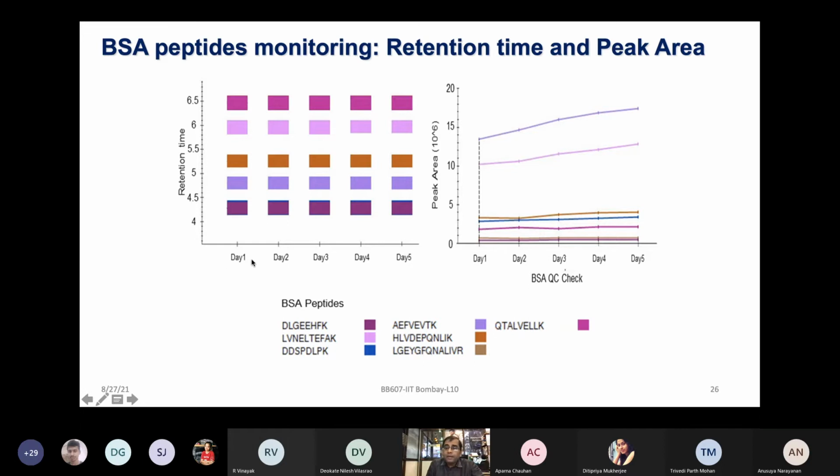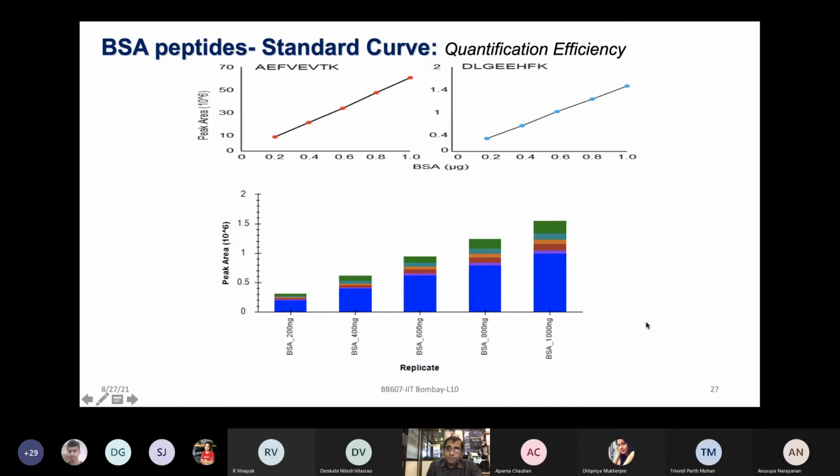And you can look at the day-wise reproducibility of their retention time and intensities, and you are trying to see, okay, is that coming out reproducible each day? That means the instrument is performing well and is reproducible over different days, right? This you can monitor and record in the software Panorama. Also, you can make standard curves from this type of known peptides and proteins of interest to look at the quantification efficiencies of different peptides.